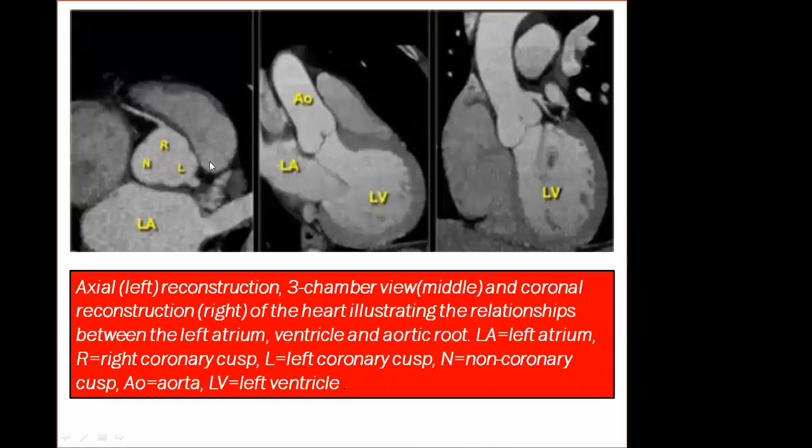This is an axial reconstruction on the left. This is a 3-chamber view, and this is a coronal reconstruction on the right, showing the relationship between the left atrium, left ventricle, and the aorta. So this is the aortic valve showing the right, left, posterior, and this is the non-coronary sinus. This is the left atrium, left ventricle with the left ventricular outflow tract formed by the aorta and the aortic valve.